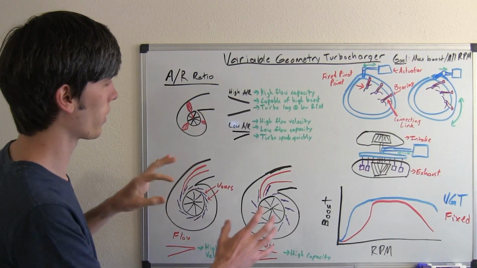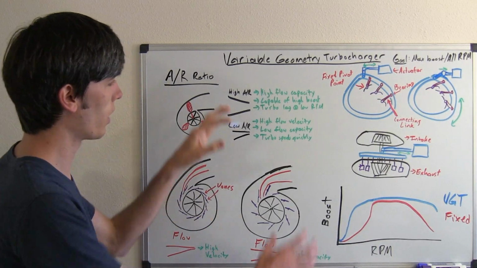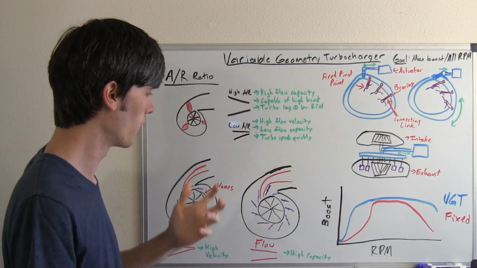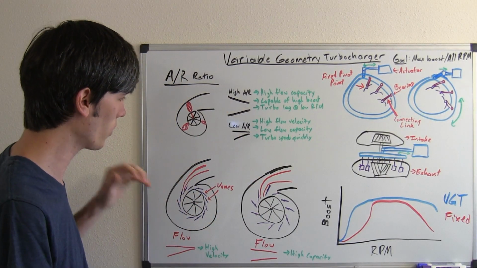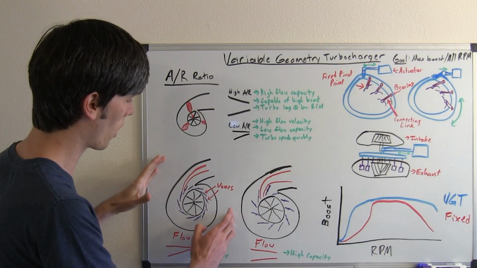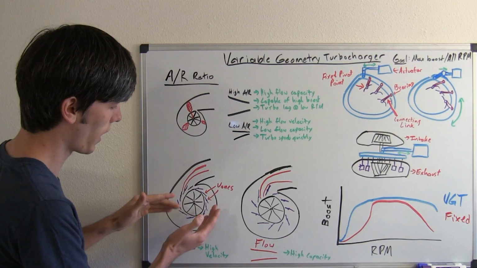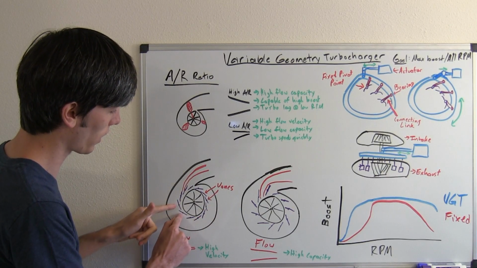So what does a variable geometry turbocharger do? Well, it takes the best of both worlds. It combines these two into a single turbocharger, which is why they're so awesome. So what happens is, when you're at a low RPM situation, you've got these vanes inside of the turbocharger, and these vanes are on pivot points so they can adjust.